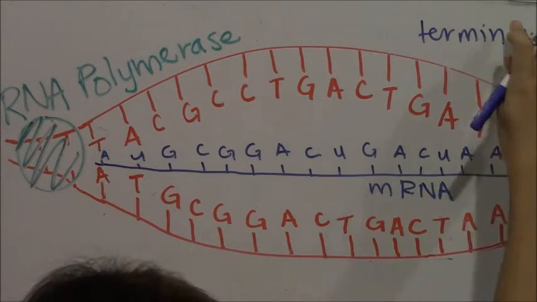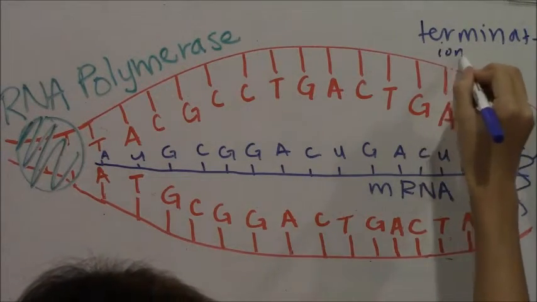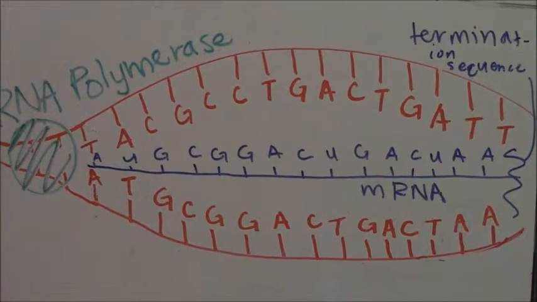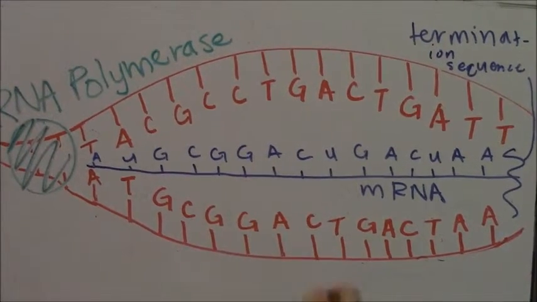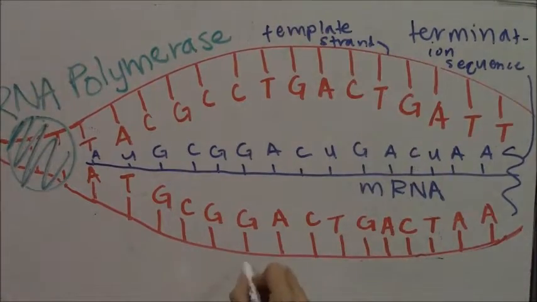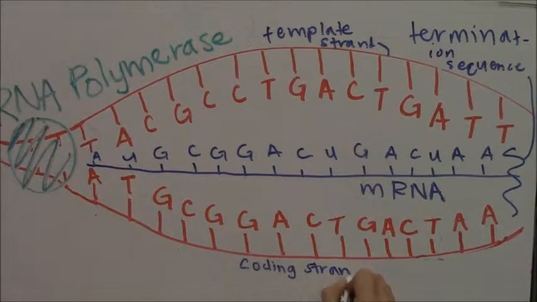Eventually, the mRNA stops at a termination sequence. Here, the DNA code TAC, GCC, TGA, CTG, ATT is transcribed into the mRNA sequence AUG, CGG, ACU, GAC, UAA.